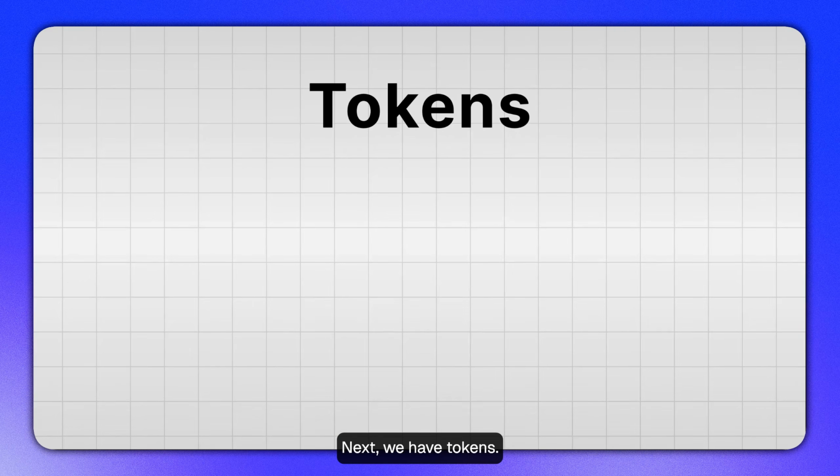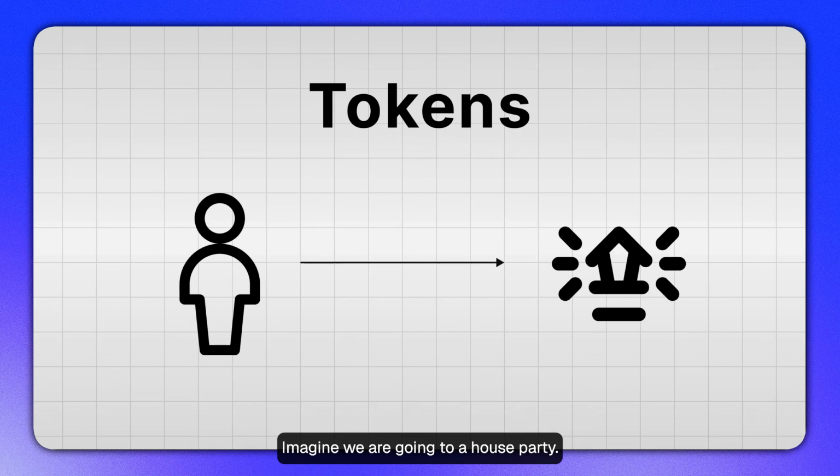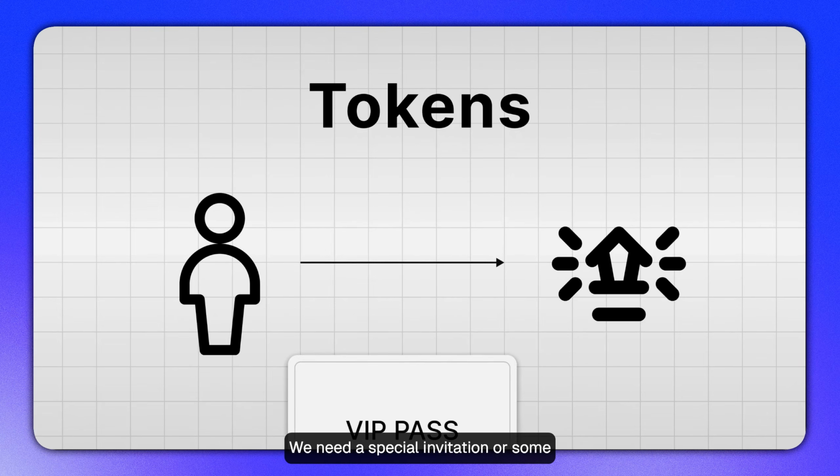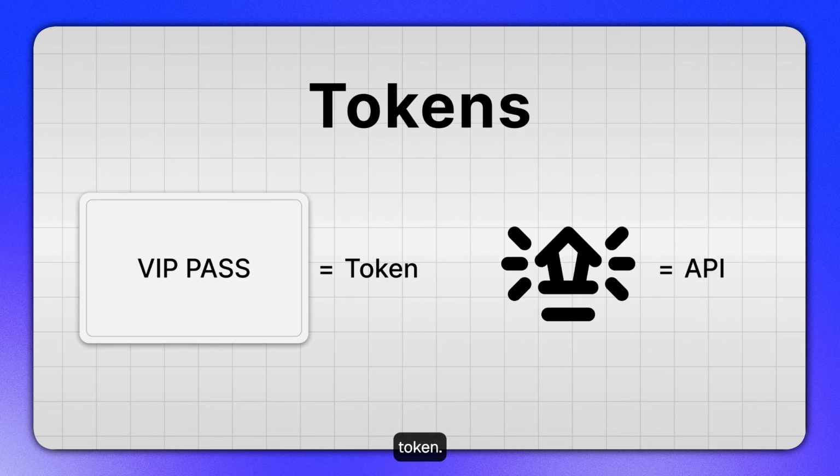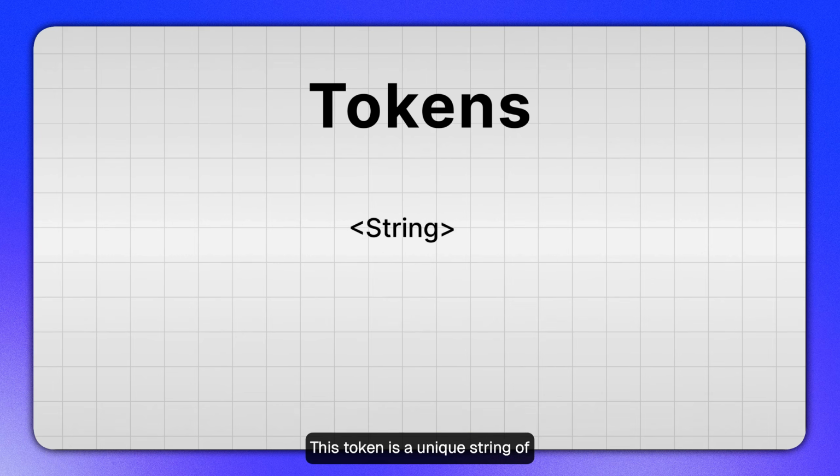Next, we have tokens. Think of this like an ID card or a special pass. Imagine we are going to a house party. We can't just walk in. We need a special invitation or some kind of identity proof to show who we are. Only then are we allowed in. A token works in a similar way with APIs. When an application wants to access an API, it usually needs to present a token. Only with this token can we access the information we are requesting. This token is a unique string of characters that verifies our identity and permissions.